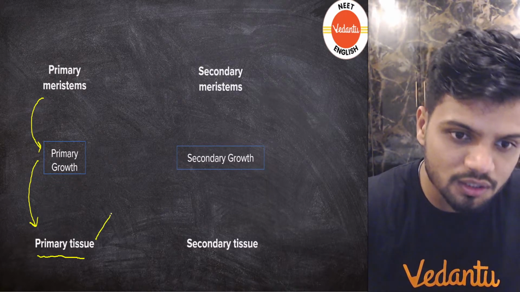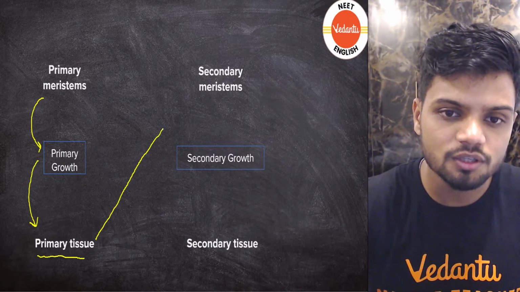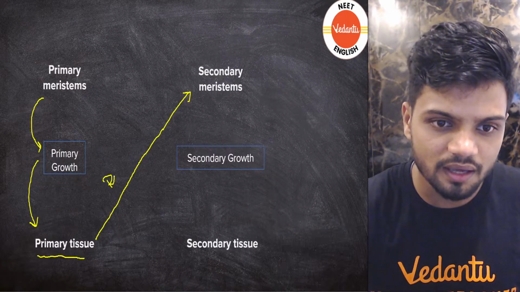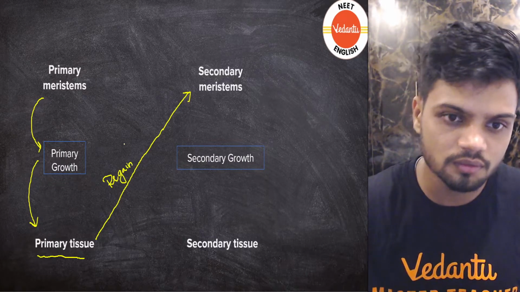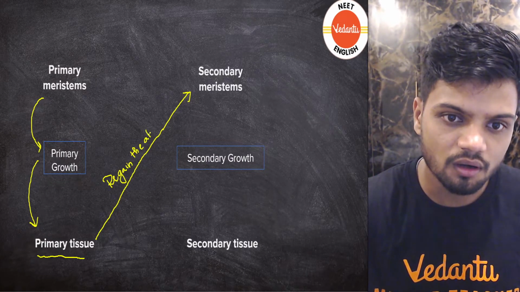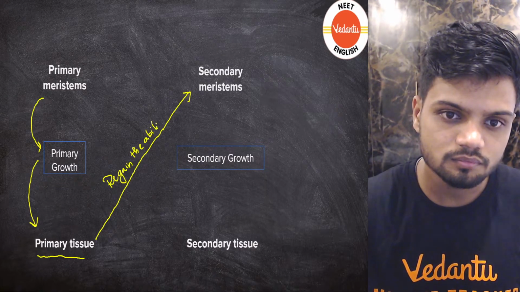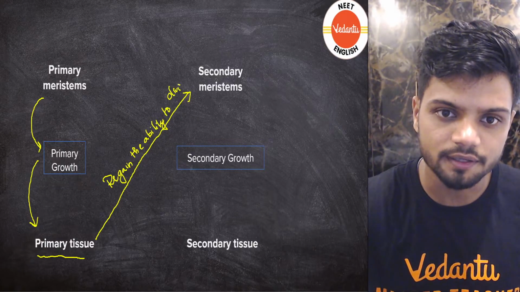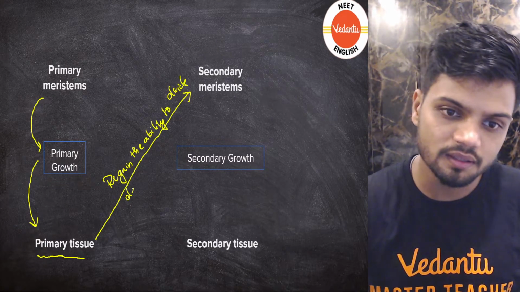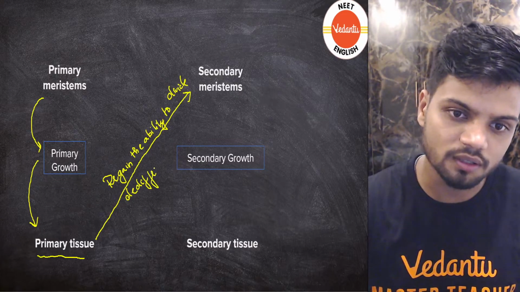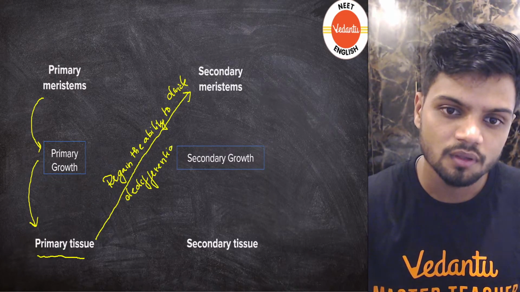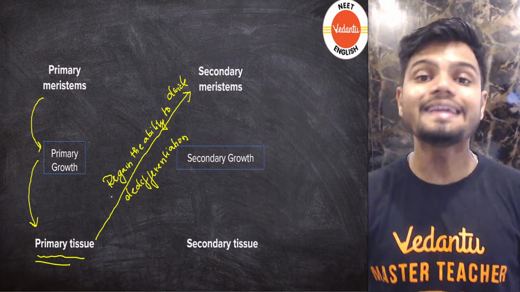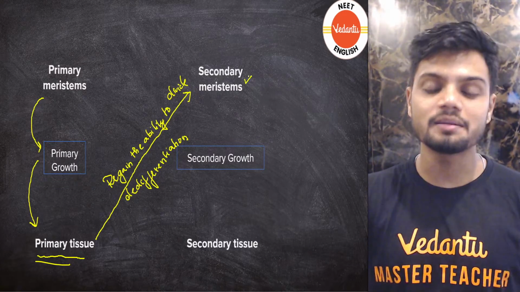This primary permanent tissue, students, will again regain the ability to divide. This process is called what? De-differentiation. Now, this primary permanent tissue undergoes de-differentiation to produce secondary meristem.